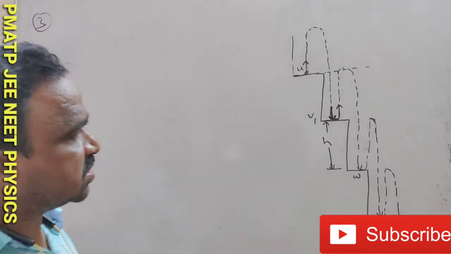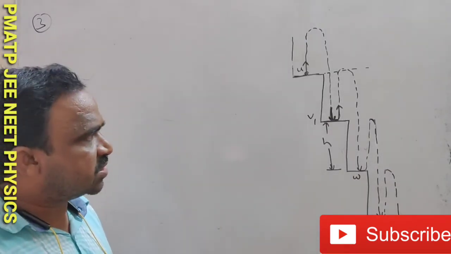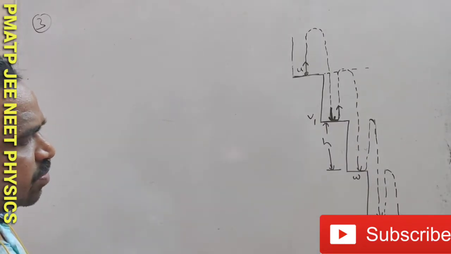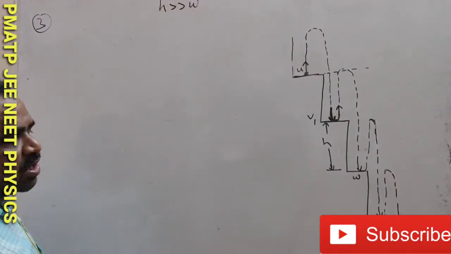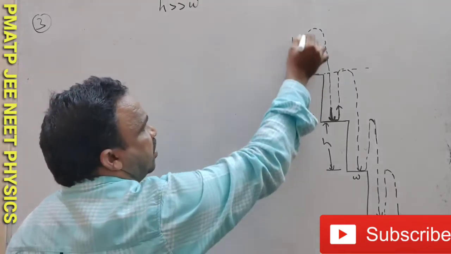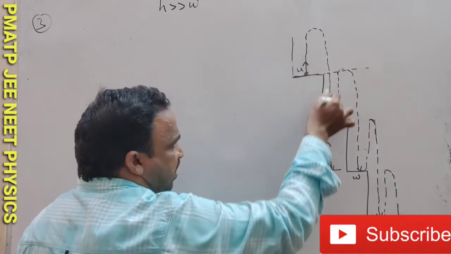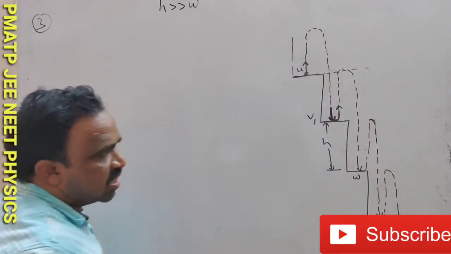So let us discuss another case. The ball bouncing on a staircase. Each step has height h and width w. Here h is very much greater than the width. So a ball is fired vertically upward from one step. It rises height h and falls on the second step. From that it rises and falls like that. It keeps bouncing on the staircase.